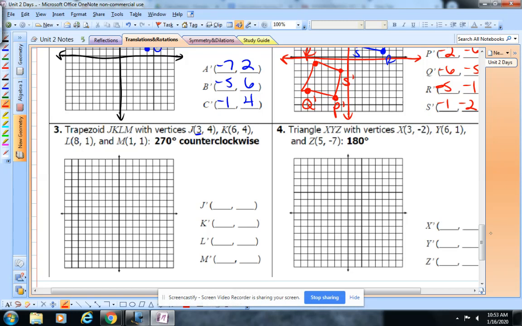Okay. So what's the rule for a 270-degree rotation? Swap x and y and then change the sign of the original x, right? So I'm going to circle the one I'm changing. So what do you think J prime is going to be on number 3? Good. 4, -3. What's K prime going to be? What is L prime going to be? 1, -8. And M prime is going to be 1, -1. So any questions about that? And that's all. There's only 3 things it can do. Okay, and I showed you at least how to do the coordinates on all of them. So that's the end of Unit 2, Day 2.